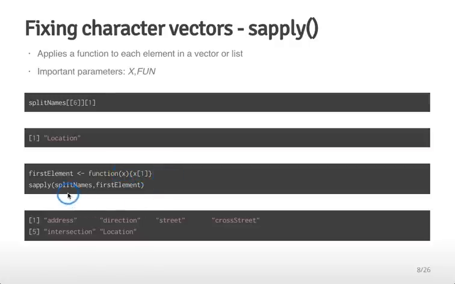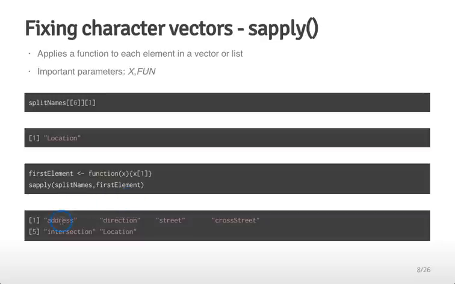So then what we can do is apply that function to every element of the list. And so what we do is we apply the sapply function to the split names. That was the list that came out of strsplit. For each element of that list, we apply the first element function. What it does basically is it applies to that list this first element function and selects out only the first element of the character vector.